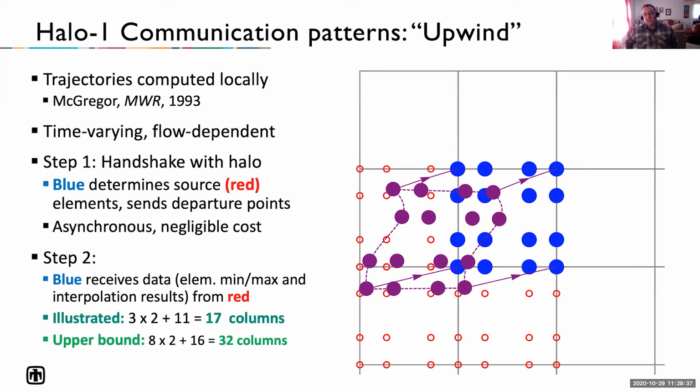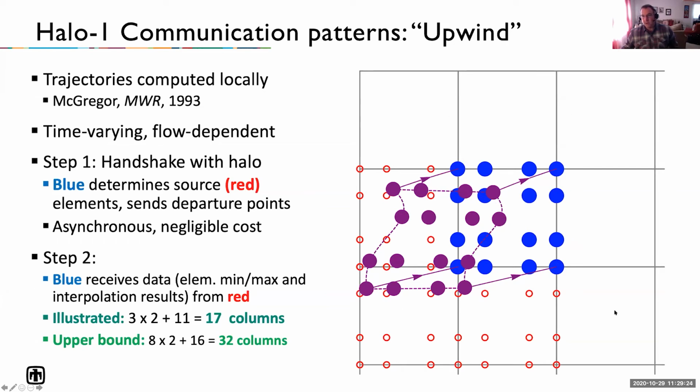What we've done is we've developed this upwind communication pattern. So we compute the local trajectories from the data in the blue. So now the blue element knows where its departure points go. So it sends a request to this element to compute the interpolated tracer values for each of these purple points. And this can be done asynchronously. So then the red has the compute load using data that is already local to the red element. And then it just sends the result of that computation back to the blue. So there's a handshake, right? The blue has to figure out where its data need to come from, but that can be done asynchronously, and it turns out to be a negligible communication cost. And then step two is the red does the computations and sends the results back.